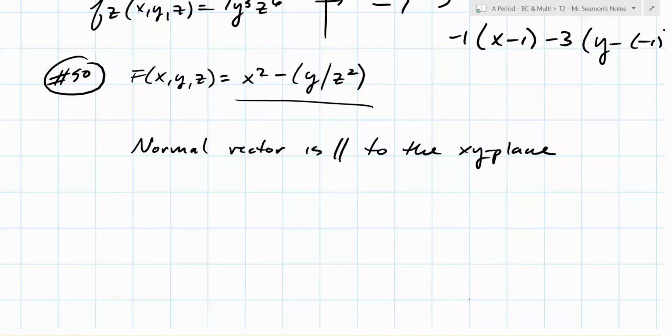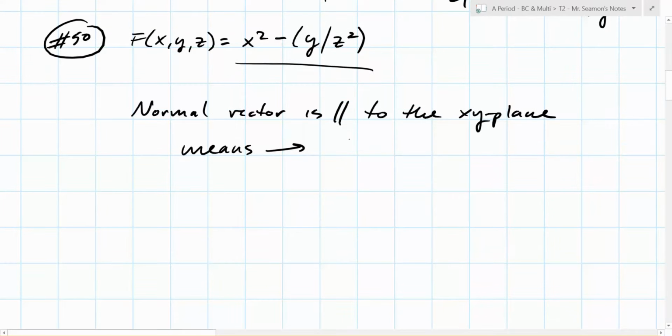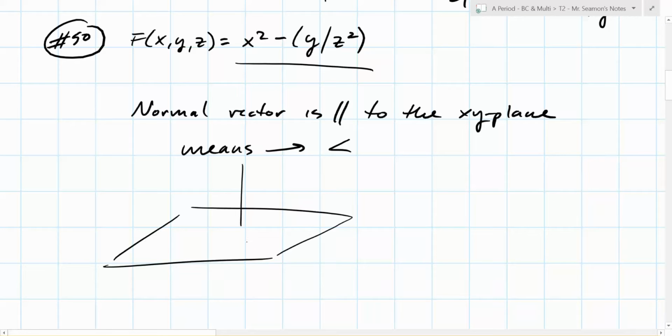Okay. Parallel. What does it mean for something to be parallel to the xy plane? A vector is parallel to the xy plane when what is true? What does it mean if something's parallel? It means there's no change in height, so FZ is... There's no change in height? When you say height, you mean up and down.